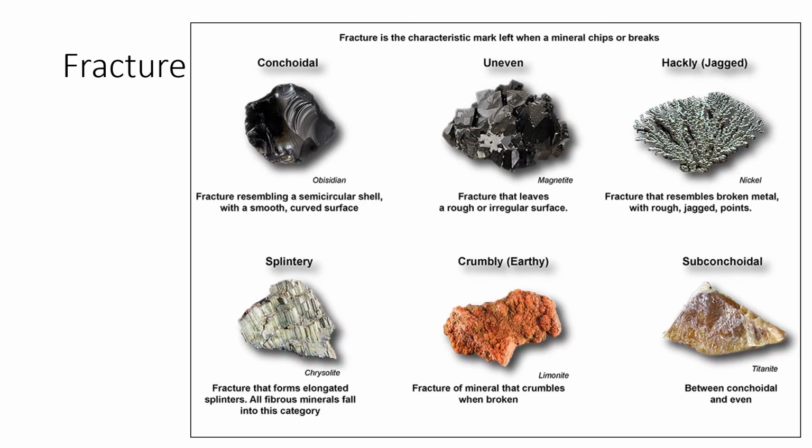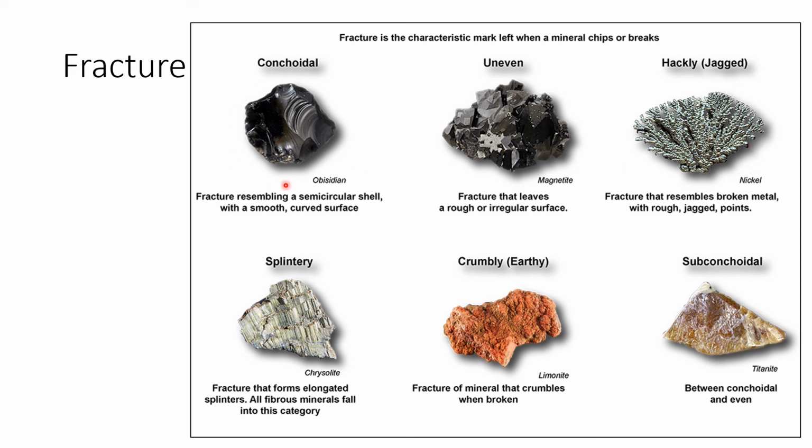So fracture is how a mineral breaks when it doesn't cleave. So fracture is irregular in most minerals, which is basically uneven fracture. It looks like that. And you can have different types, such as splintery, which looks like this. You can have uneven, you can have crumbly, you can have jagged or hackly. Sometimes it looks fibrous, okay? And then you have conchoidal.